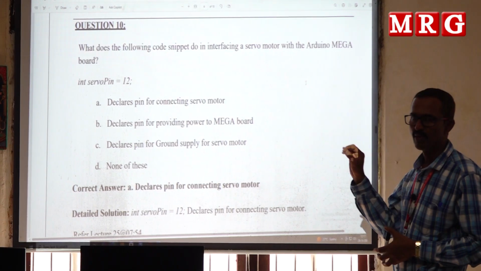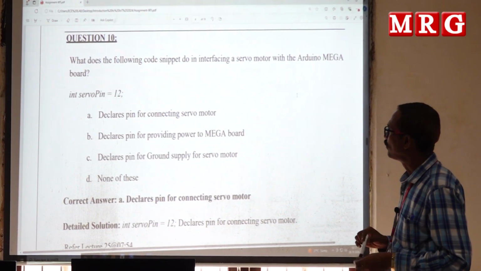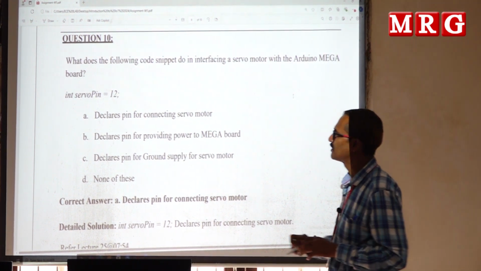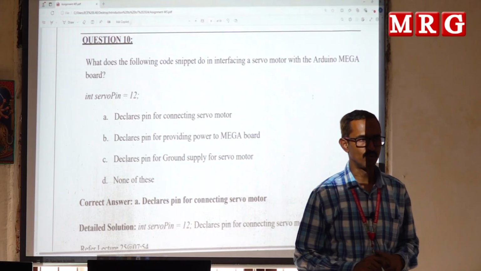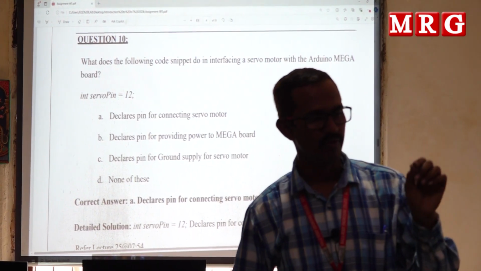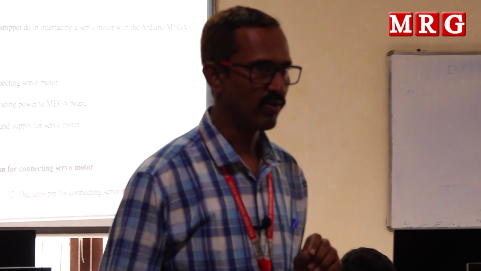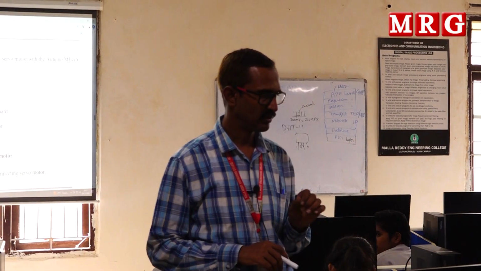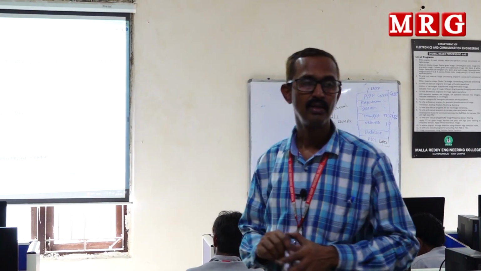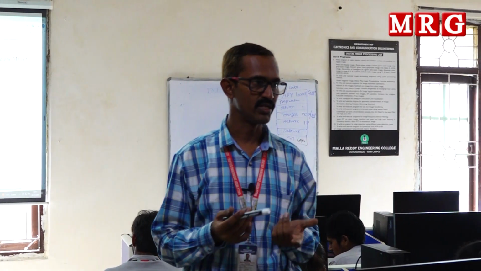Some code is given, one line of code. What does the following code snippet do in interfacing a servo motor with the Arduino Mega board? Int servo pin. When you are writing embedded system programs, in the program model we initially include the libraries required, header files, then configurations, then we initialize. This is called initialization. Int servo pin 12 means microcontroller pin number 12 we are connecting the servo motor. That is called initialization.